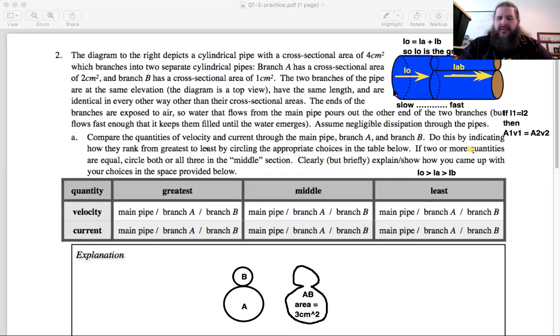So since overall we're going from a wide pipe to a narrower pipe, even if it's strangely shaped, the fact that we're going from wide to narrow means we are going from slow to fast. The decrease in cross-sectional area overall means an increase in speed. So it looks like pipe O is definitely going to be the slowest in terms of the actual speed of the water, not the current. It has the most current, but it's going to have the slowest speed. And then pipes A and B are going to have a faster speed.